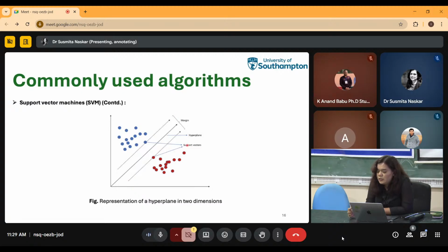By maximizing the distance between the hyperplane, this black line, and the support vectors, these models can achieve the largest possible margin. The maximization of the margin is what gives SVM its strong ability to generalize to new data and improve classification accuracy. And that's generally how the SVM model works.